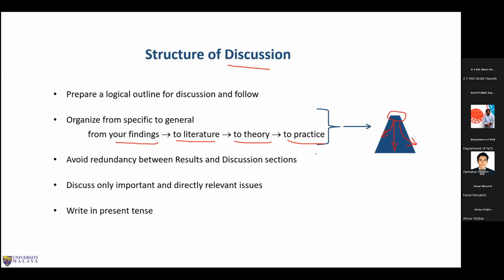And avoid any repetition between results and discussion, any redundancy. In the result, you just give the result, and then you do the real discussion in the discussion section. And you do not have to discuss each and every minor point. You only have to discuss the major points, the most important, significant ones.